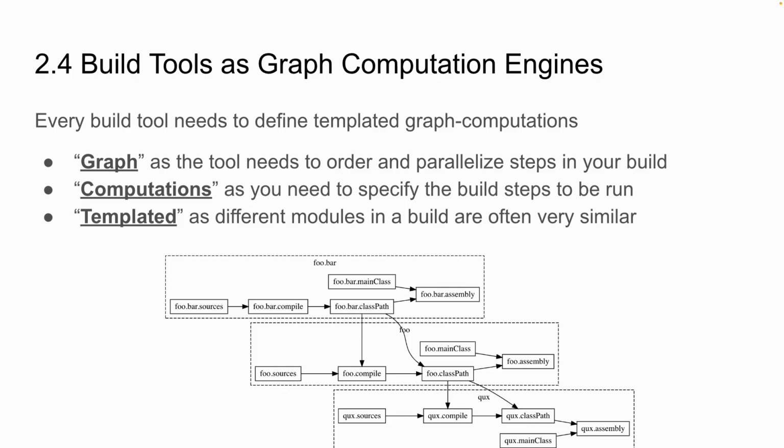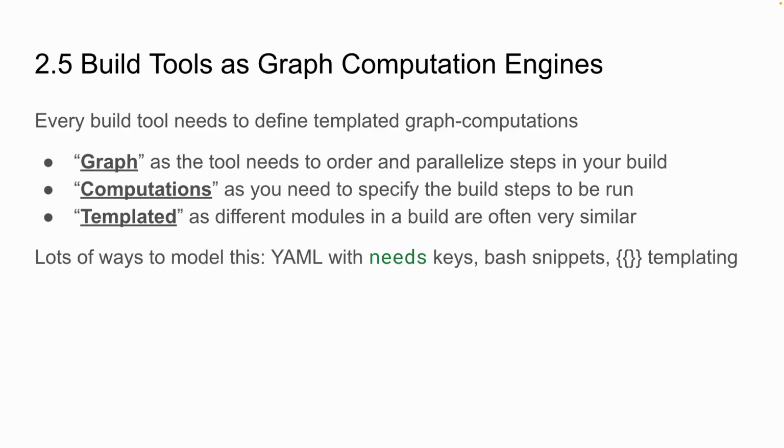Some will have different upstream dependencies, some will have special class path configuration, some have special compiler flags, and someone's going to have a special source folder layout for some reason. So it needs to be templated, but also customized at the same time. And there are many ways to do this. We saw GitHub Actions, the needs keys form the graph, the bash snippets are computation, curly braces form templating.